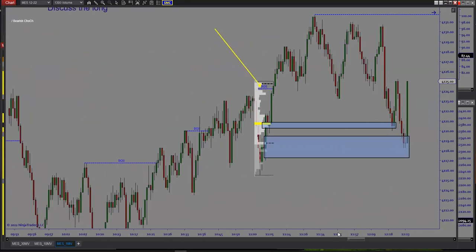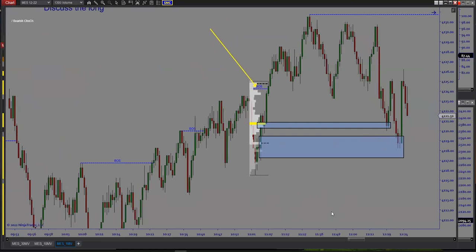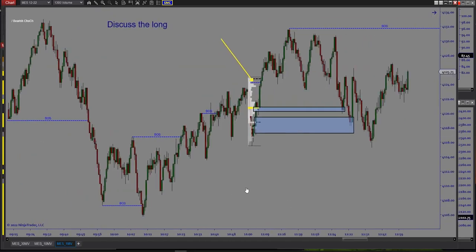Okay, double trade opportunity. There's a reason you're getting reactions: these are order blocks that led to the break of structure. This is the point of control that led to the break of structure. Let's go back here and take a look at some other examples.